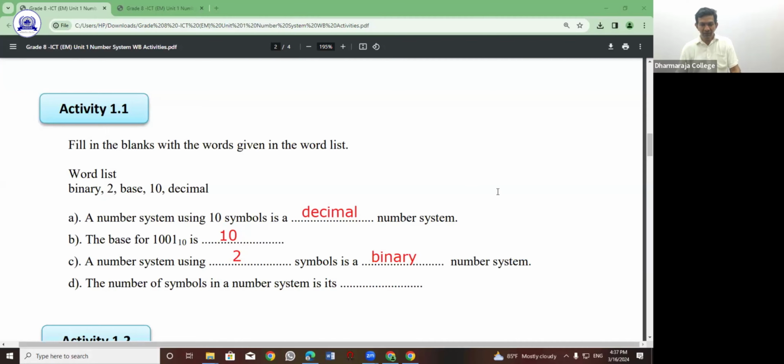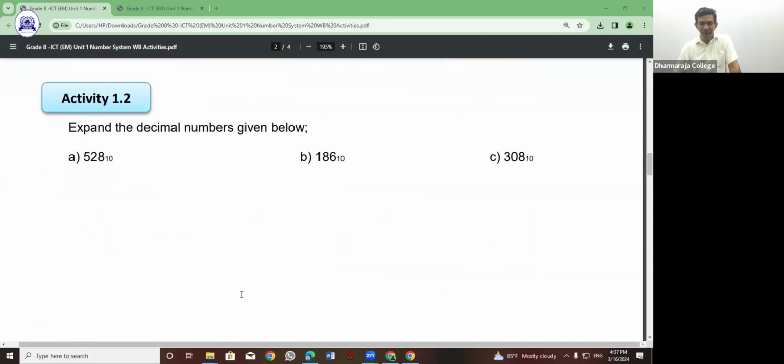Okay. Then the last one in here, the number of symbols in a number system is what we call the base value. The base. Okay. Right. So this is activity 1.1 in your first unit. And then activity number 1.2, expanding. So how do you expand this one?